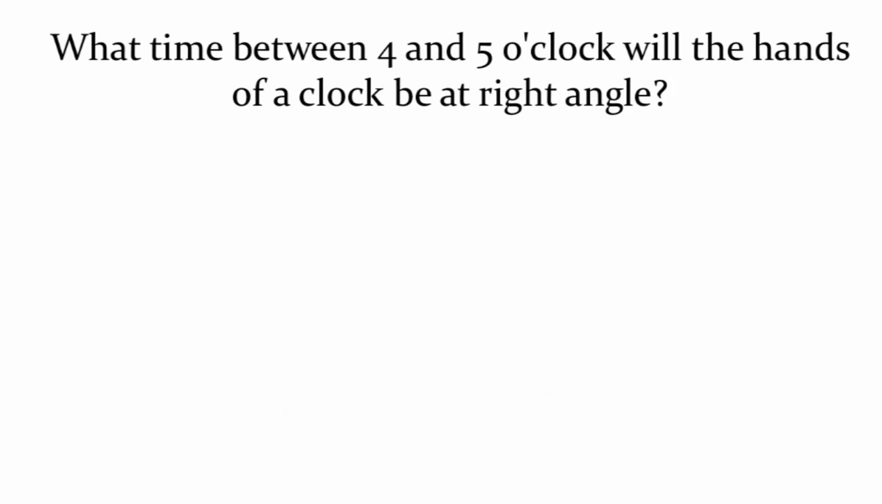What time between 4 o'clock and 5 o'clock will the hands of the clock be at right angle? Both the hands are making 90 degrees in between them. So time period is required. Number of minutes is equal to (30h plus or minus theta) into 2 by 11. Once we consider plus theta, other time we consider minus theta.